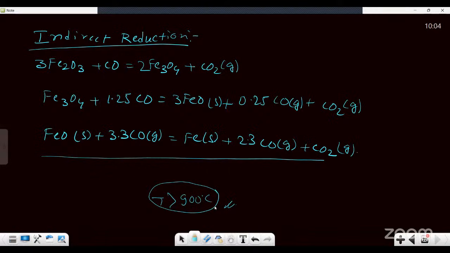So the CO is less there. You do not have much CO gas. So most of the reduction reaction by CO will actually take place at the lower part of the blast furnace.